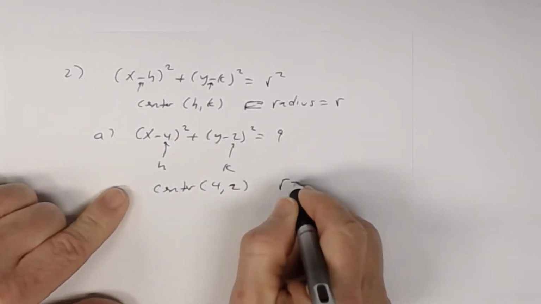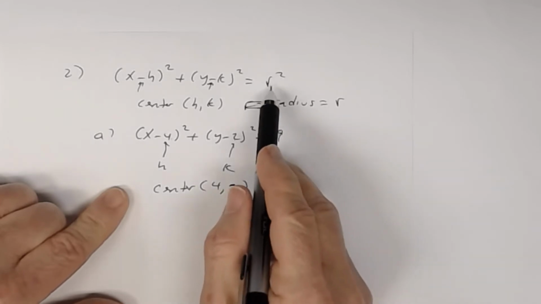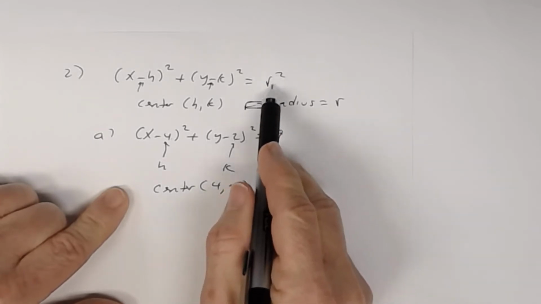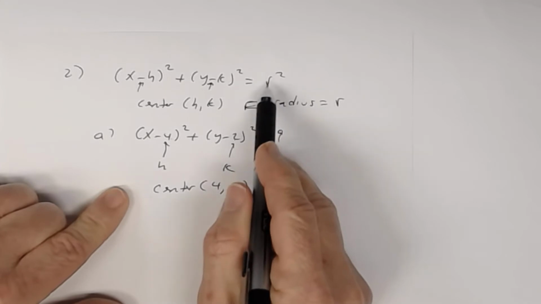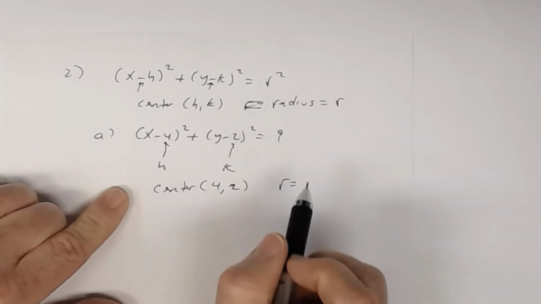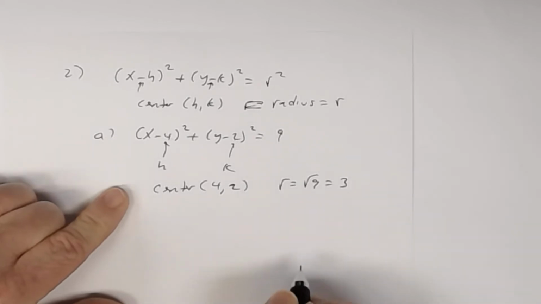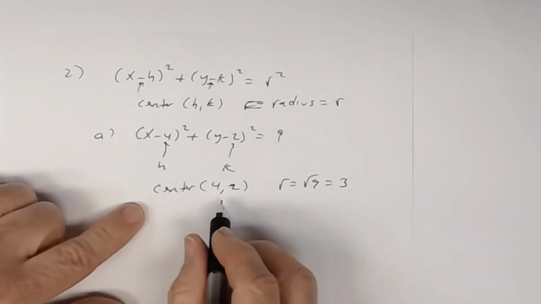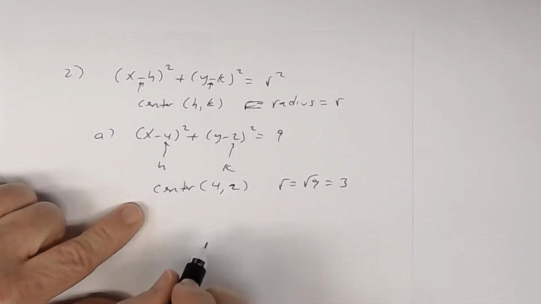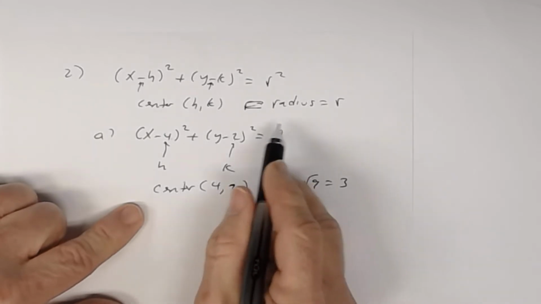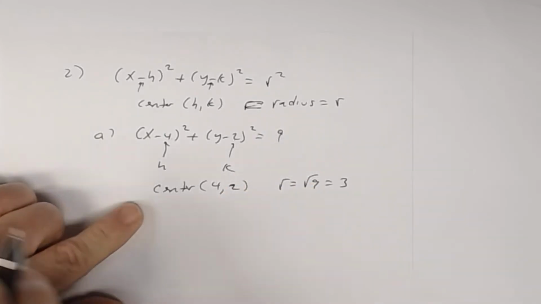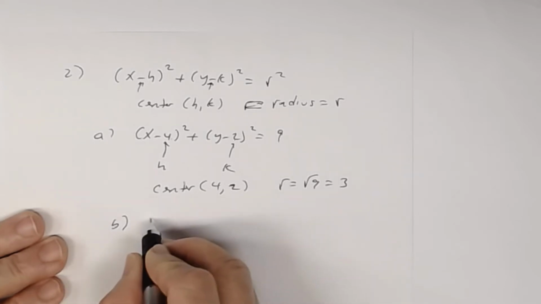And to get the radius, all you do is take the square root, because right now you're squaring. The opposite of squaring is square root. So this will be the square root of 9, which is 3. So the radius is 3. So there's your center, there's the radius. The radius is 3. So all you do is just take the square root of this number right here. So that was A.